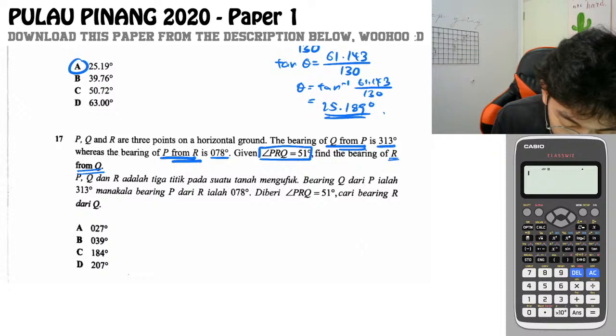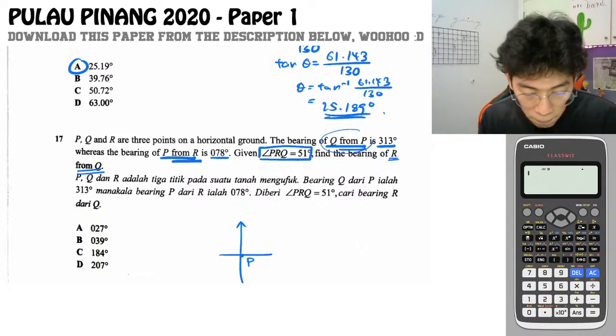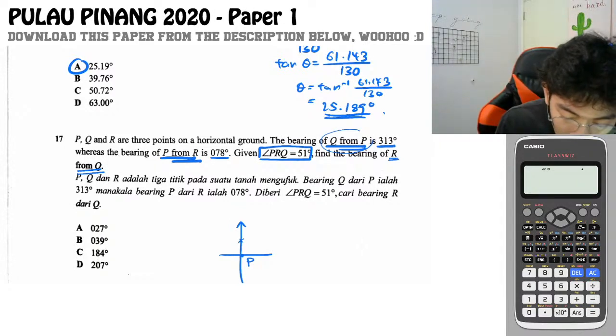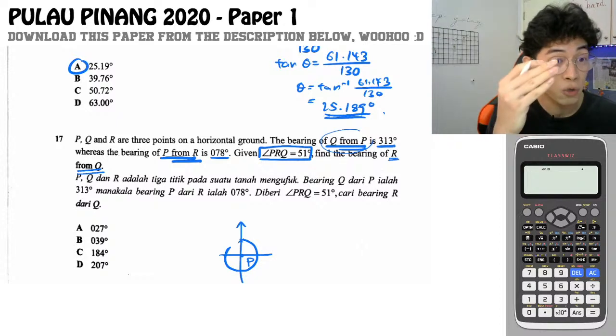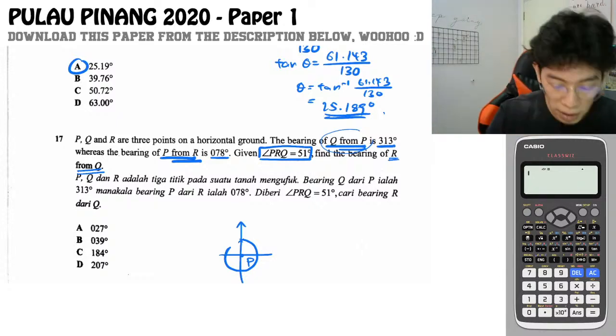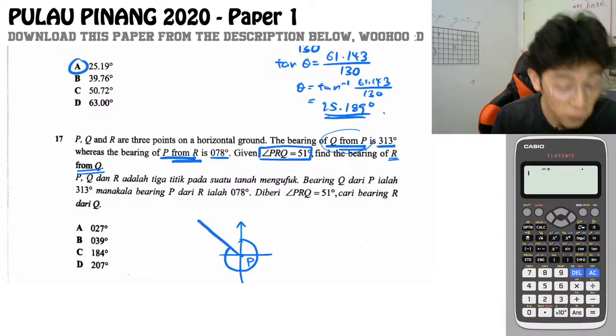First of all, from P, so I start with P. So I put a P here and I put a cross. For bearing, you have to put this cross. And it says from P, so I go north and I turn a total of 313. So I'm doing a guess: 313 is roughly here. You have to pass through 90, 180, 270 and more than that, so you're going to draw a line where it goes roughly.